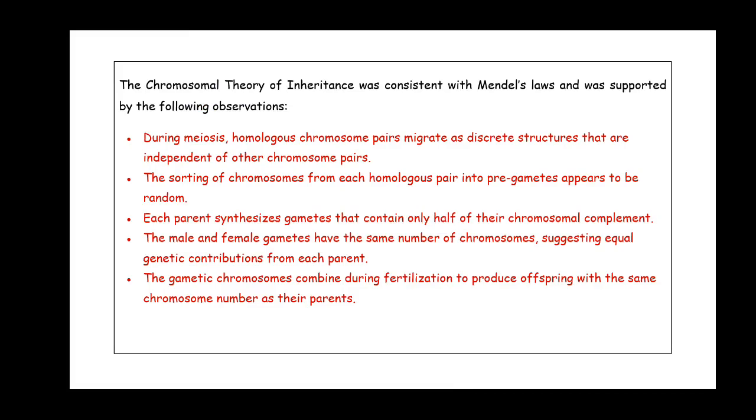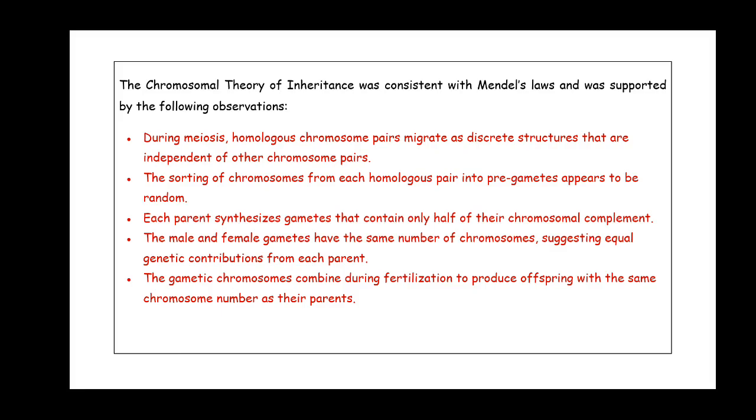So the chromosome theory was consistent with the Mendelian laws and was supported by the following observations. These points will be similar to what we have discussed about mitosis, meiosis, and the Mendelian laws. During meiosis, the homologous chromosome pairs migrate as discrete structures that are independent of one another. The sorting of the chromosomes of each homologous pair into gametes appears to be random. That is what is called the law of independent assortment.